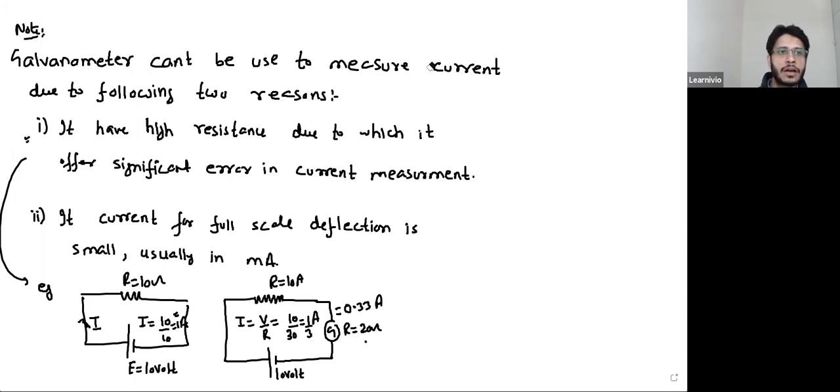After current measurement, we can't even use it for voltage measurement. For current measurements, its resistance is large. But for voltage measurement, this resistance of 50, 100, 200 ohm is small. For voltage measurement, we usually prefer devices having very high resistance. Devices having very high resistance will have very small error. So for current measurement, this resistance is large, but for voltage measurement, this resistance is small.